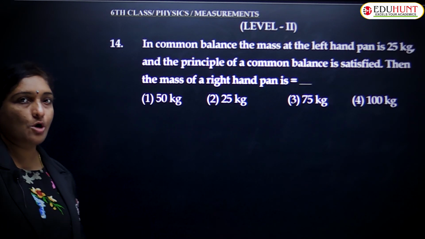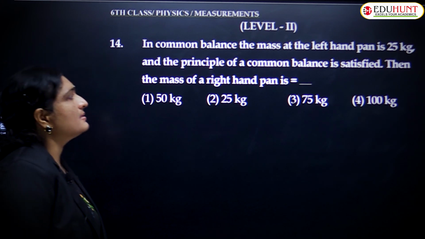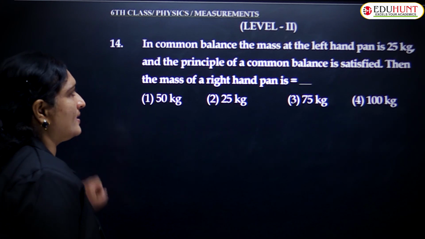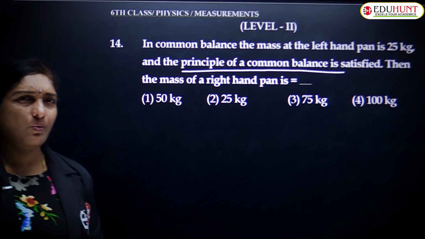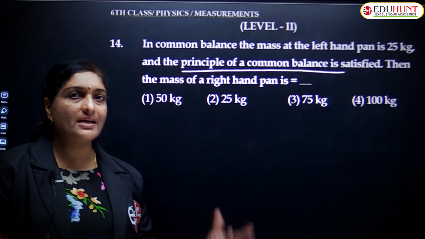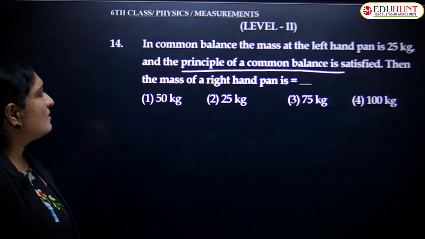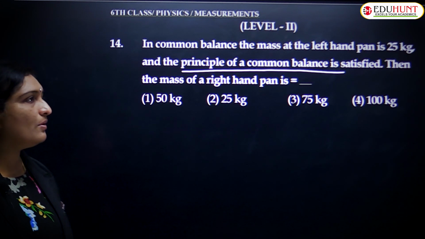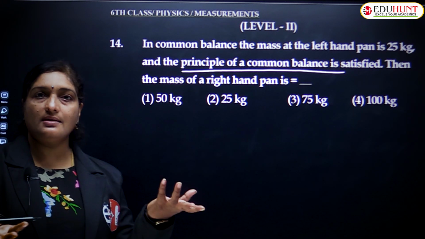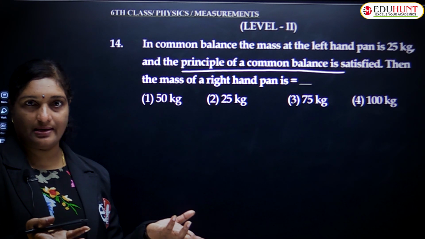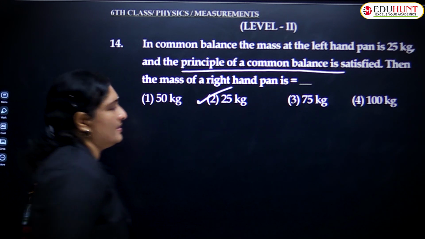In the common balance, the picture that I have shown in the beginning of the class, the mass at the left hand pan is 25 kgs and the principle of common balance is satisfied. What is the principle of common balance? Equal masses suspended at equal distances. Then the mass of the right hand pan is, of course, if the left side pan is 25 kgs, the right side pan must also be 25 kgs. Then only it will be kept horizontal. So your answer is 25 kgs.